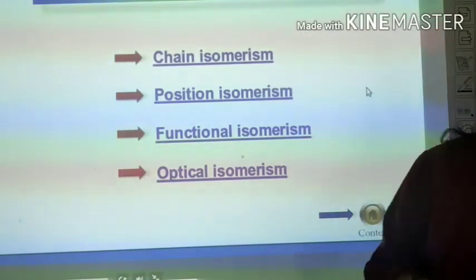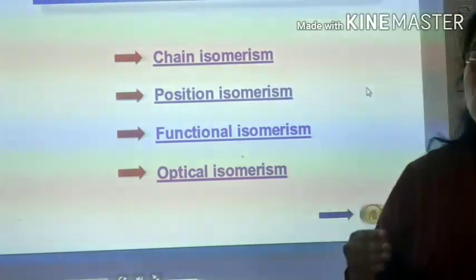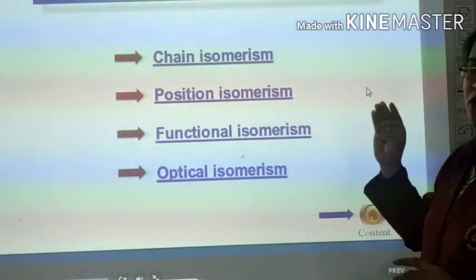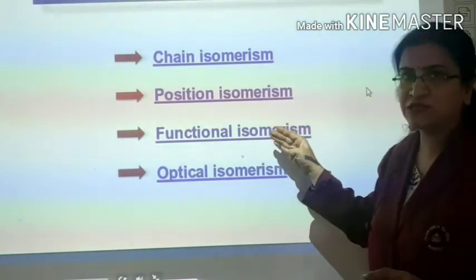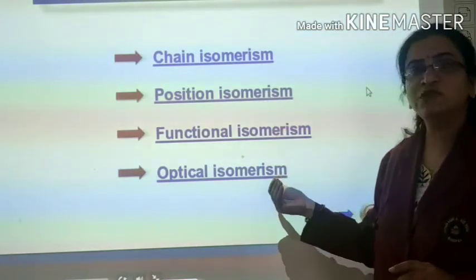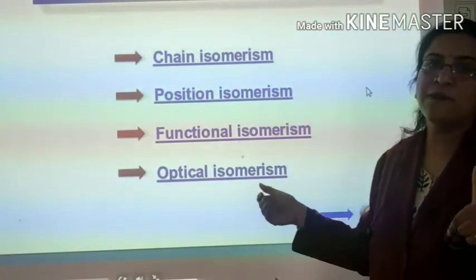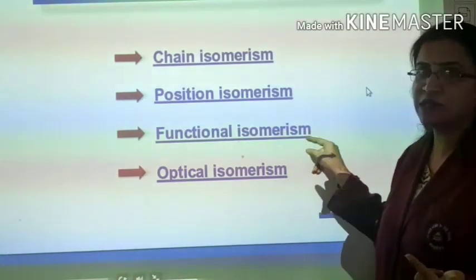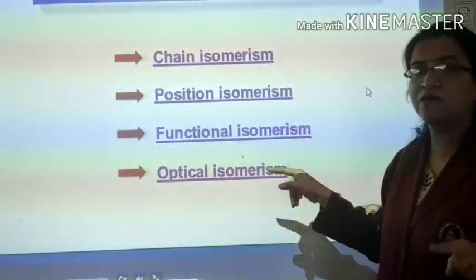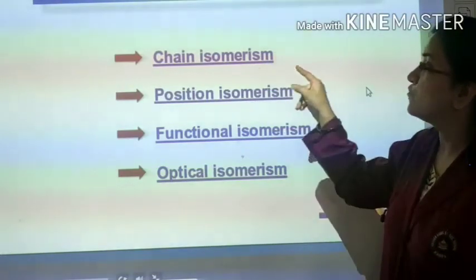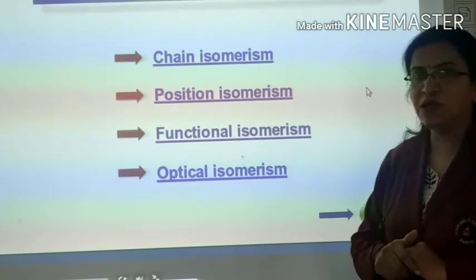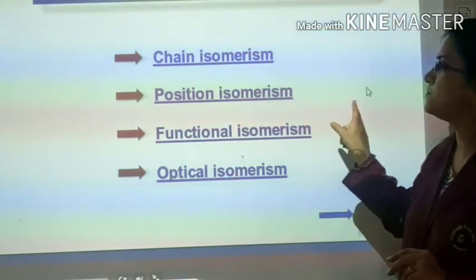So, alcohol exhibits 4 types of isomerism. Out of these 4, 3 are structural and the other one is optical. And optical is a part of geometrical isomerism. So, in the way of structure, they are of 3 types and the other one is geometrical. So, first is chain, second is position, third is functional, fourth is optical.